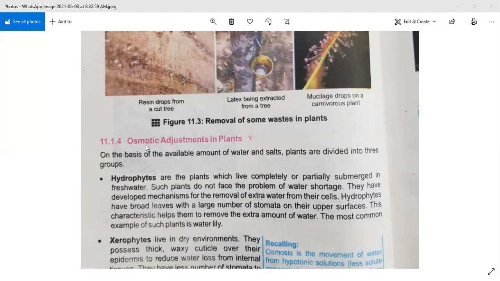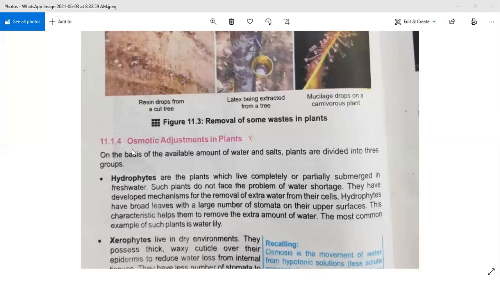First is osmoregulation, second is thermoregulation. Obviously, plants have osmoregulation. So how do they remove extra water from their body? How do they balance the amount of water and salts in their body? On the basis of the available amount of water and salts, plants are divided into three groups: hydrophytes, xerophytes, and halophytes. Now we will discuss these in detail.